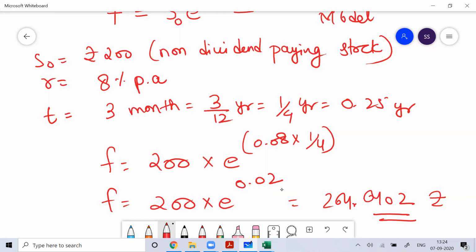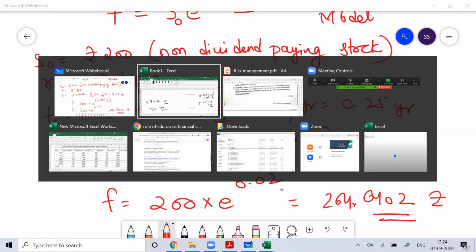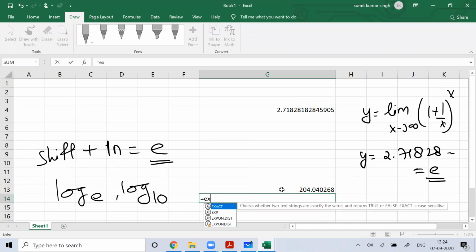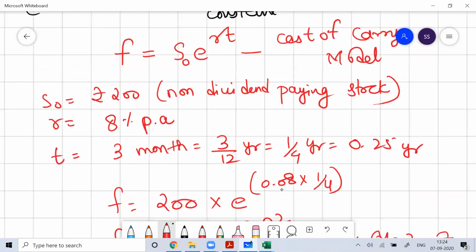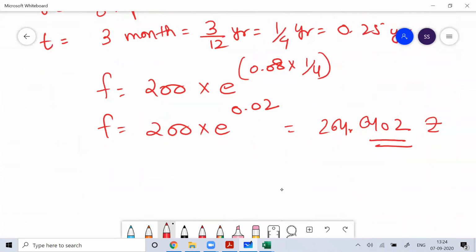In the exam, in the question paper, they should give you this value, e to the power 0.02. What is the value of e to the power 0.02? That is 1.0202. They should give you this value in the exam.